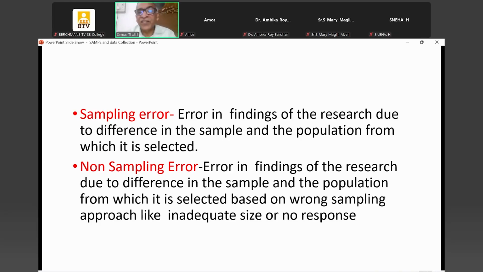Now, non-sampling error. Here also the findings of the research is not the same as that of the population. But the difference in the sample and the population is actually based on the sampling approach. Earlier, the difference was because the sample is not representative. Then you call it sampling error. Here also there's a difference. The finding that you get from the sample is not what you will get from the population. But here the error is actually happening because of your sampling approach. Now, what is a sampling approach? You don't have the right size or there are no responses.